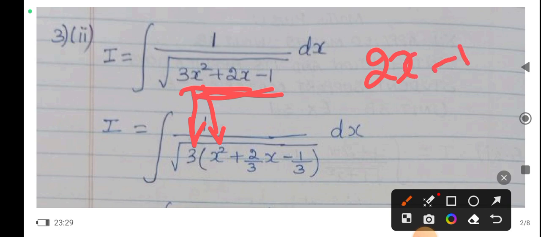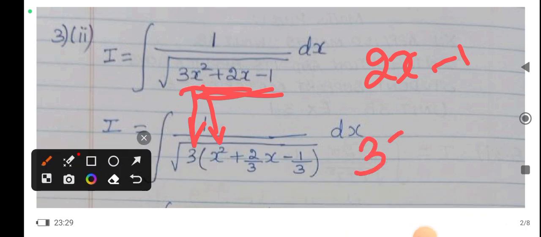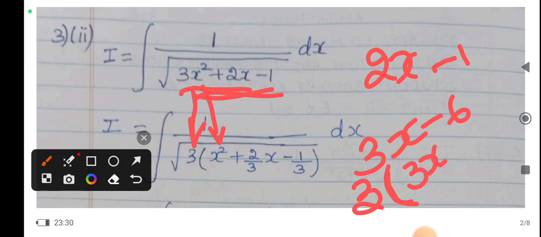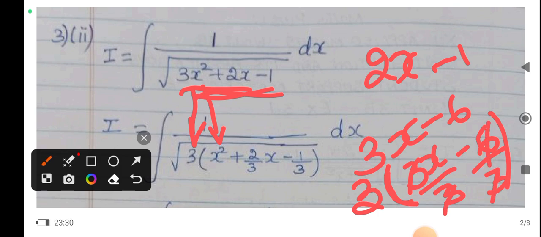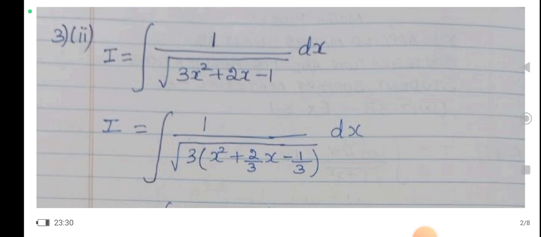Actually, taking common is nothing but dividing each term. For example, you see 3x minus 6 is there. If you take 3 as common, you will say 3 common, x minus 2. How? 3 ones are 3, 3 twos are 6. Actually, we are dividing: 3x divided by 3 minus 6 divided by 3. 3 cancels, giving x, and 3 and 6 cancel, giving 2. If it is not cancelling, it will remain as it is.